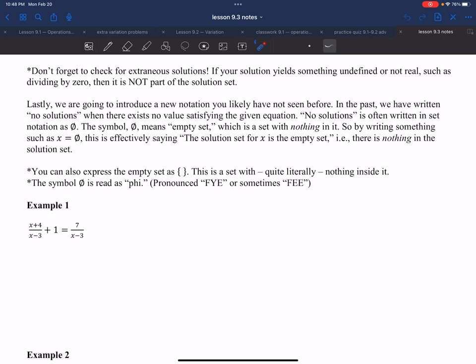So this symbol, phi, means the empty set. And the empty set is essentially a set with nothing in it. So when you write something like x equals phi, or x equals the empty set, this is like saying that the solution set for x is the empty set, or in other words, there's nothing in the solution set. Phi, this thing, is defined to be the empty set. And I'm not missing anything. There's nothing written here. That is quite literally empty. There's nothing in that set, okay? So it's just a fancy way of saying no solutions.